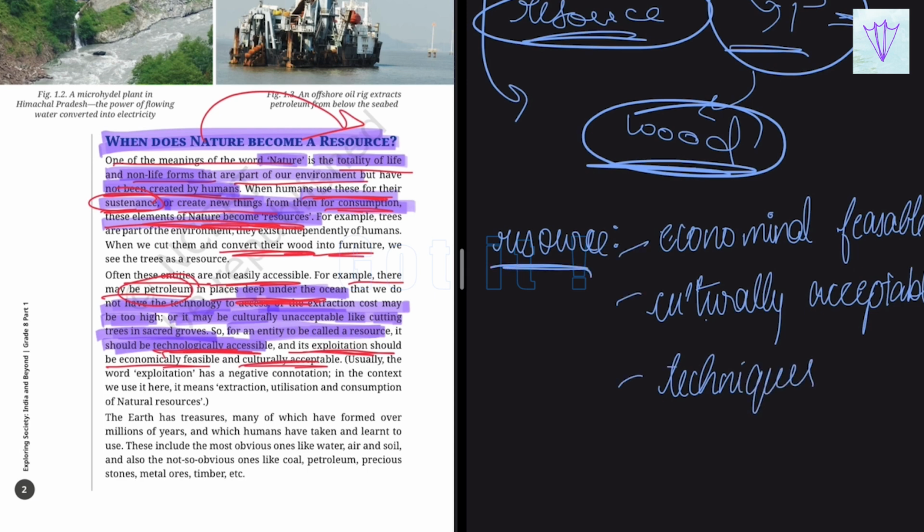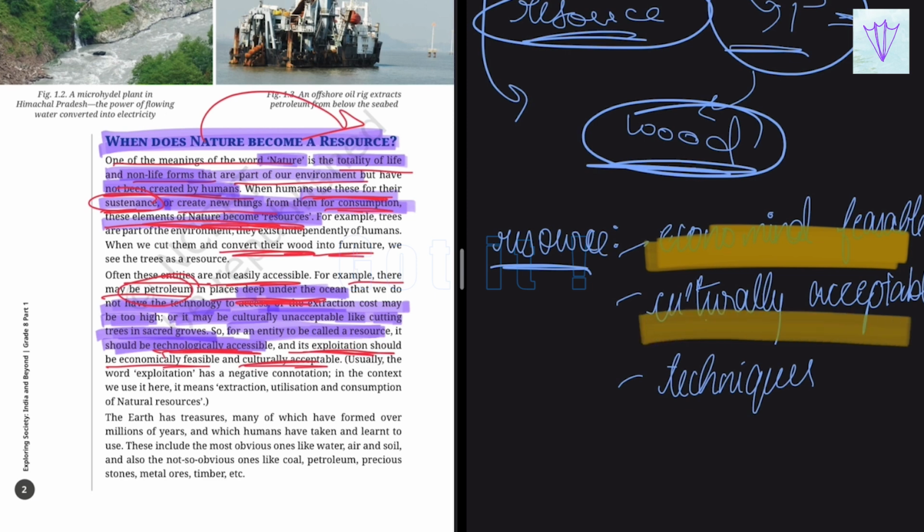That is, a resource should be economically affordable, it should not be too high, and it should be culturally accepted, and we should have the techniques or the technology to extract that particular resource. So this is the proper definition of a resource. A resource is the one which we can extract, which is technologically acceptable, and its exploitation should be economically feasible and culturally acceptable.